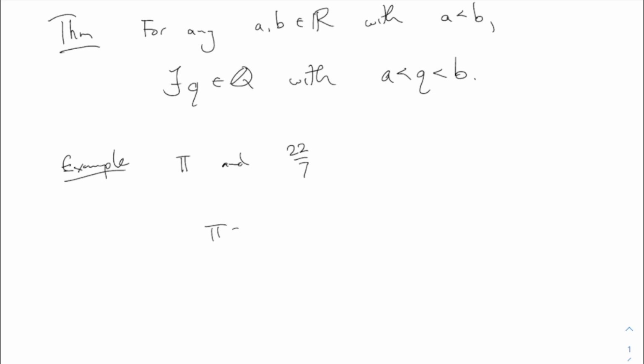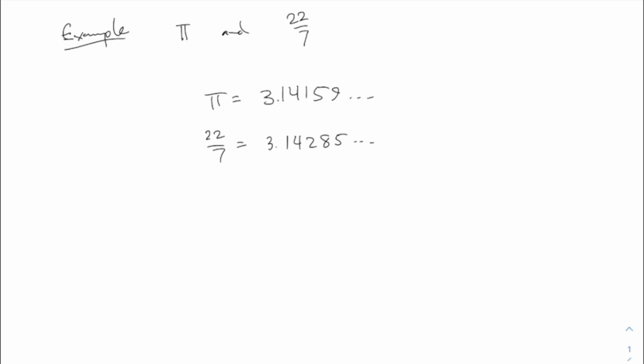So pi is, I'm going to write some digits here, 3.14159, etc. I don't know much more than that. And then 22 over 7, if you do this on your calculator, is 3.14285, etc. So they are pretty close, and for practical matters, 22 over 7 is usually good enough if you're, say, building a merry-go-round or something. It's not good enough if you're planning a spacecraft mission, but they're close enough most of the time. Anyway, these are pretty close together.